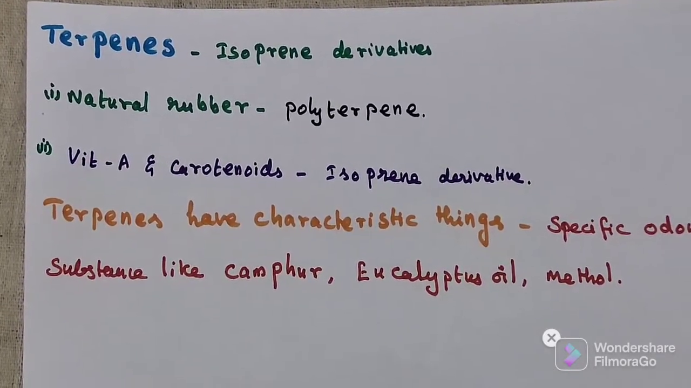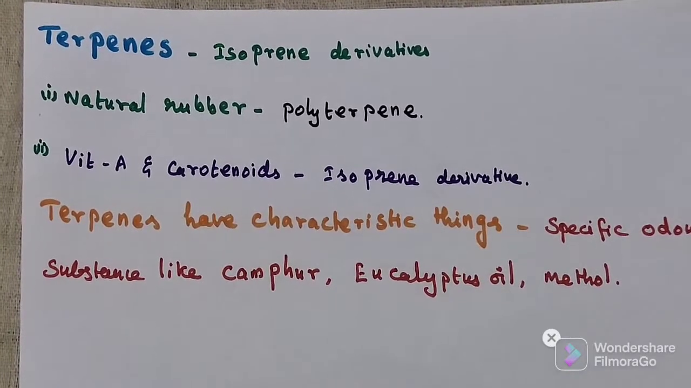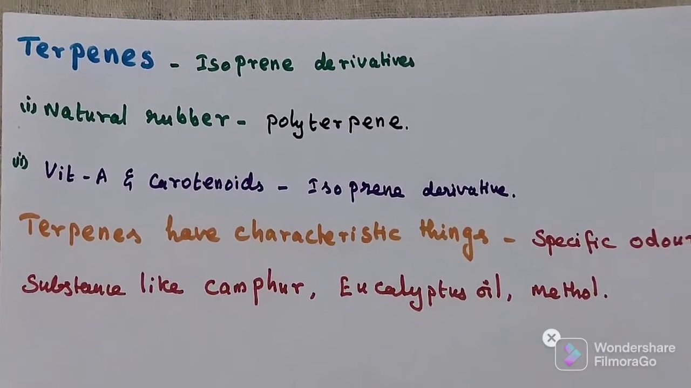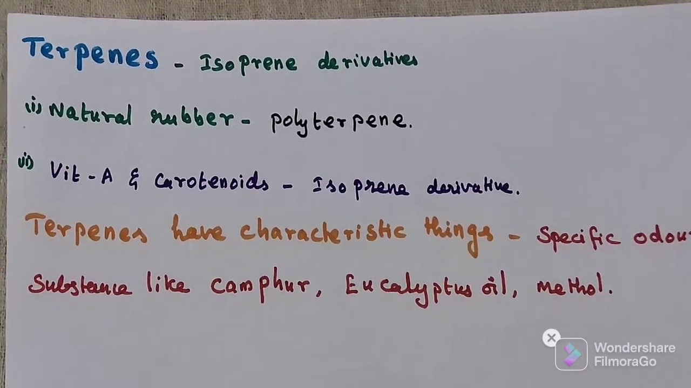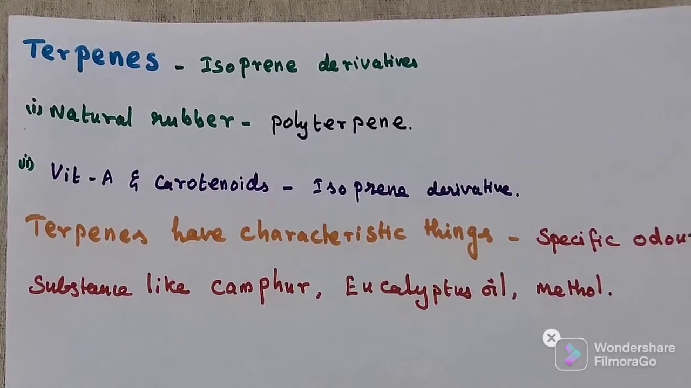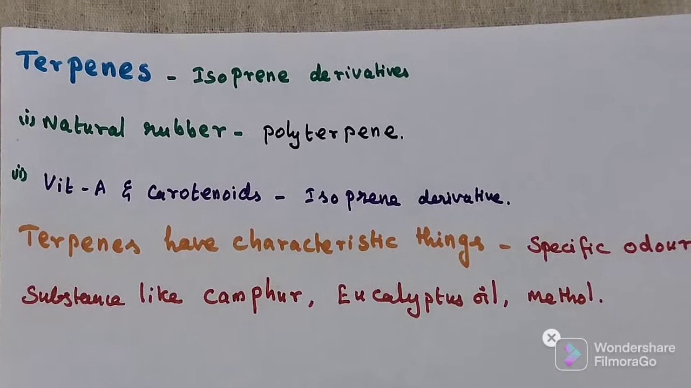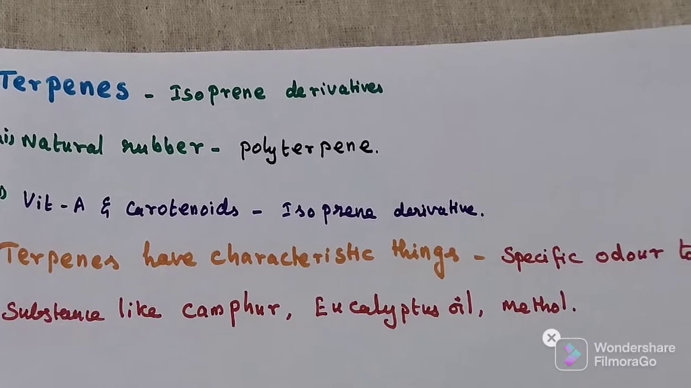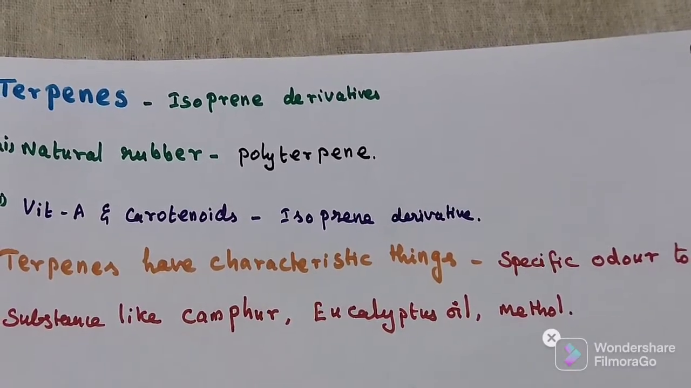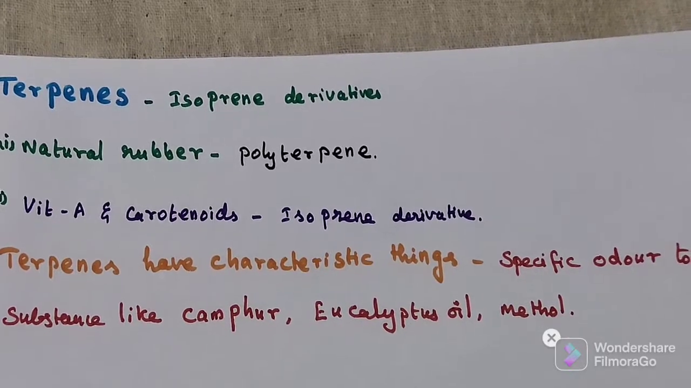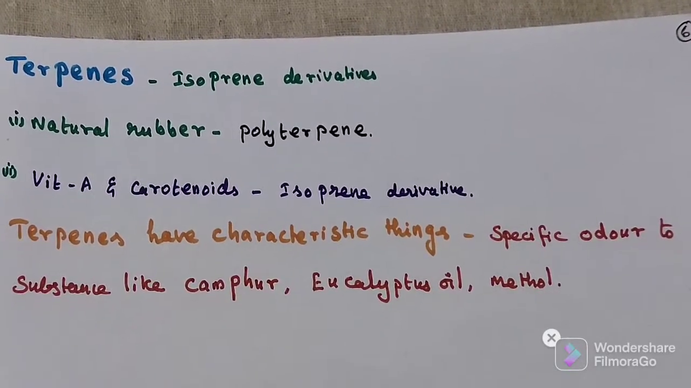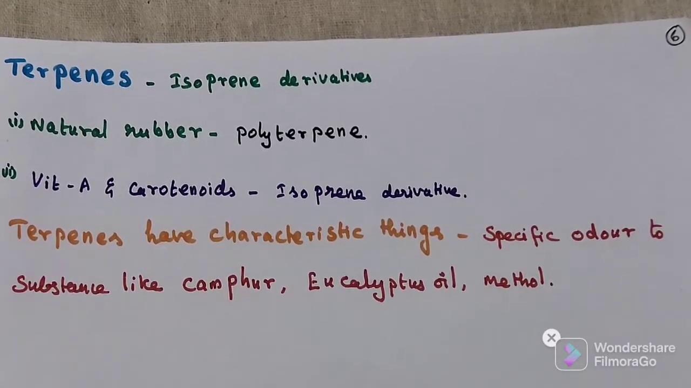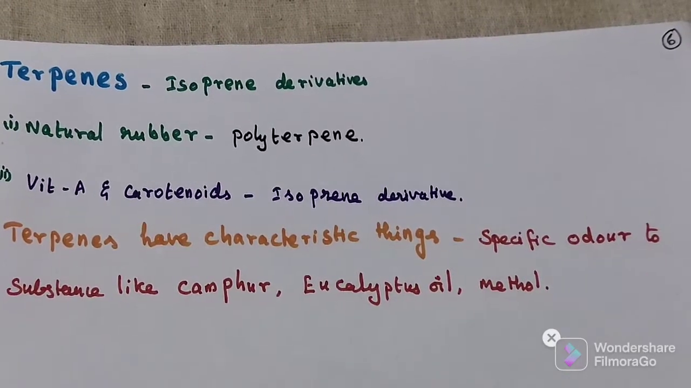The last category is terpenes. They are obtained from isoprene derivatives. The first example is natural rubber, which is actually polyterpene. Other terpenes are vitamin A and carotenoids, which are derivatives of isoprene. Terpenes give specific odors to substances like camphor, eucalyptus oil, and menthol. These substances have a characteristic odor or aroma based on terpenes.